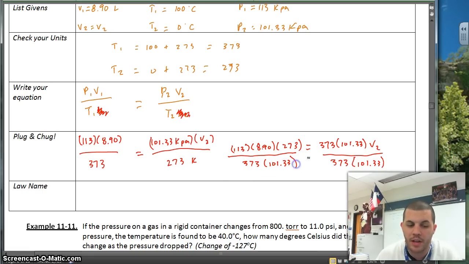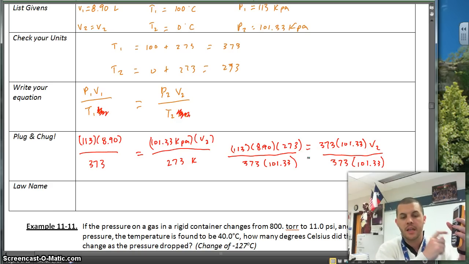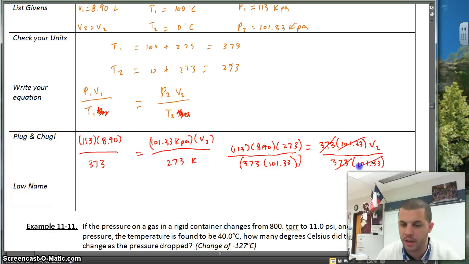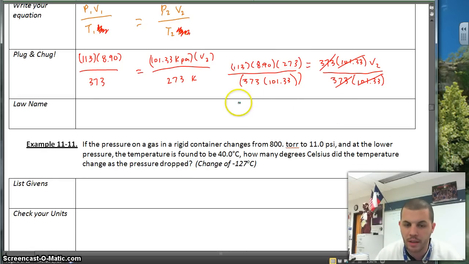All right, now this is where you've got to be careful, because if you just type into your calculator 113 times 8.90 times 273 divided by 373 times 101.33, you're going to get the wrong answer because you didn't follow order of operations. So all of the stuff on the bottom has to be in parentheses. Okay, so remember, all this is going to cancel. 373 cancels, 101.33 cancels, so we're left with V2, which is what we want to be left with.